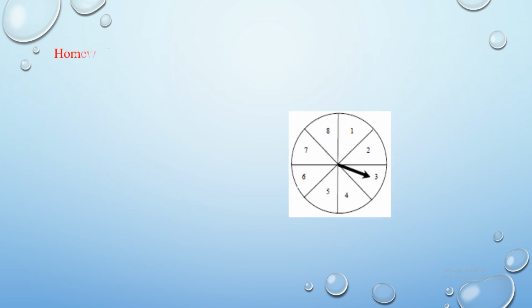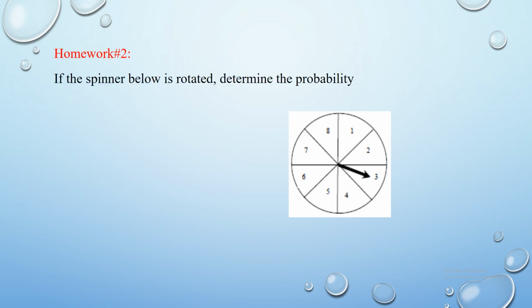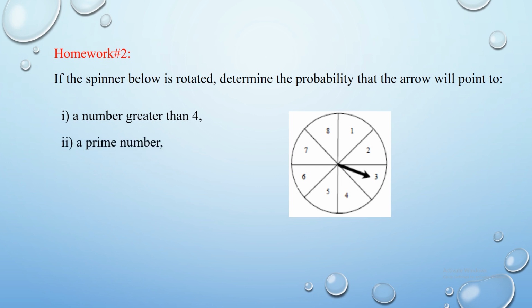Okay, look at the spinner. This is your homework. If the spinner below is rotated, determine the probability that the arrow will point to: 1. A number greater than 4. 2. A prime number. 3. A factor of 8. Please do this homework and return it on Monday before 1:30 p.m.